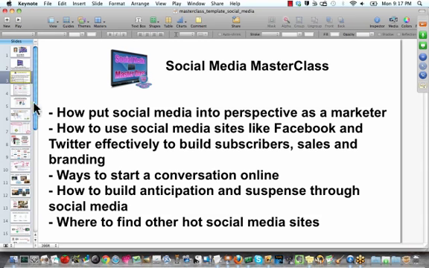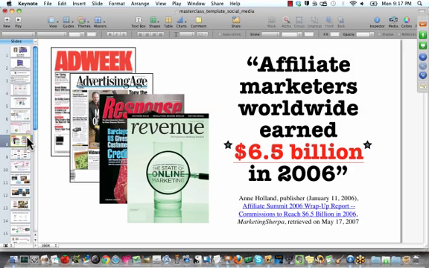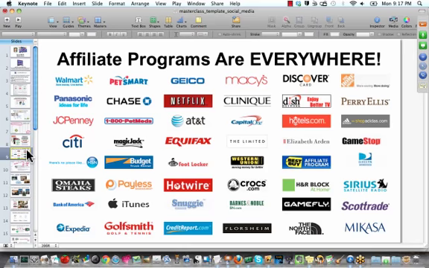So let's get started. How do we put social media into perspective as a marketer? Well, let's take a look at our 3 key steps here for online success. We're talking about doing affiliate marketing. In case you're talking about doing something else, you can still fit it, but I'm talking about the kind of affiliate marketing that marketers have been doing for years, getting a big piece of the pie of some of the largest affiliate marketing programs all over the world.